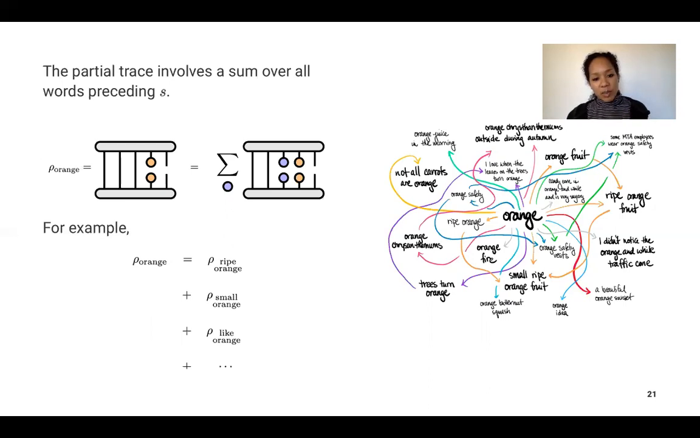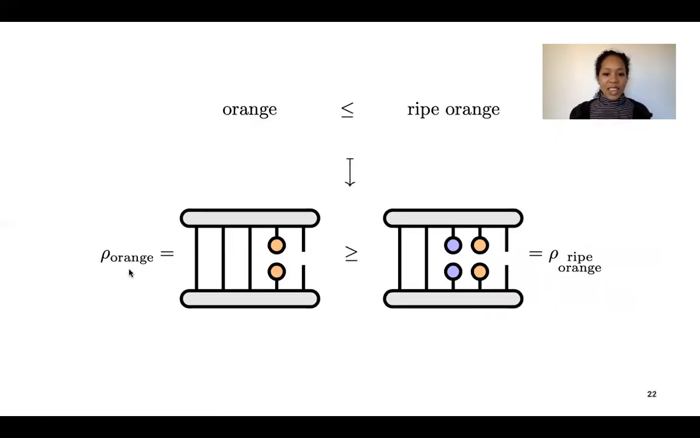That's one observation that we can make. Another observation goes back to this order reversing idea that I mentioned earlier. So you can imagine taking one of the terms on the right-hand side, like the density for ripe orange, and moving it over to the left. And what you get is a sum of positive semi-definite operators, which is precisely what it means to say that the density for orange is greater than or equal to the density for ripe orange under the Löwner order.